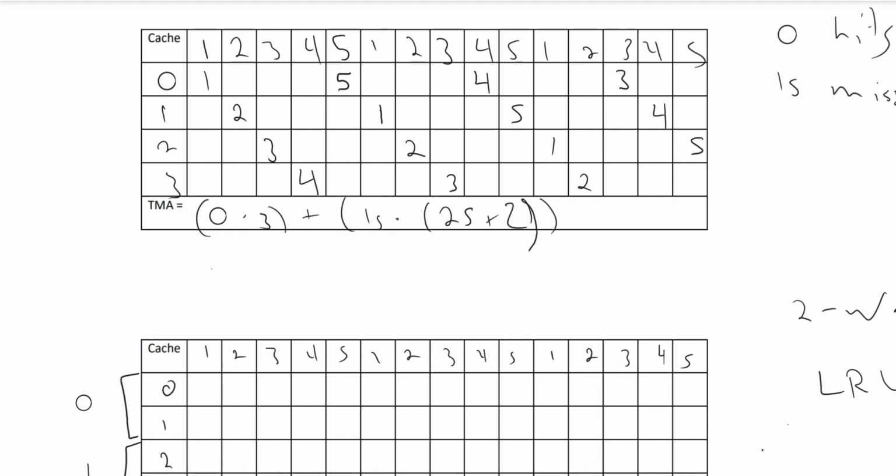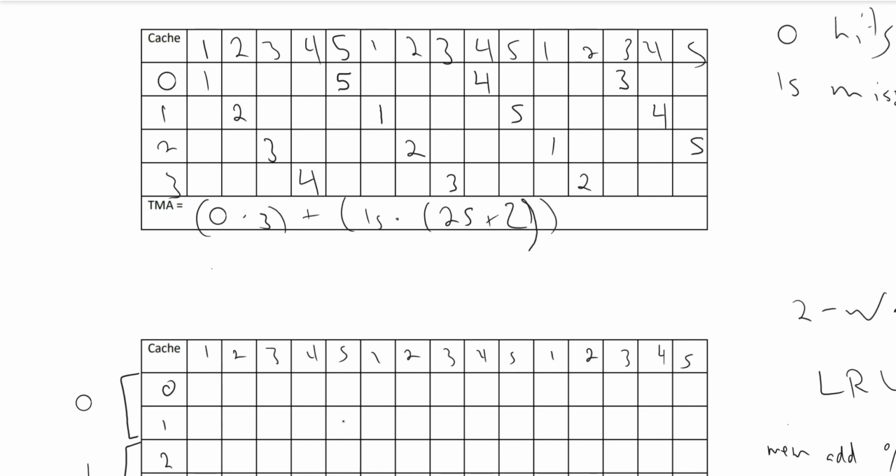And then the formula is memory address modulo number of sets, right? And we happen to have two sets. And then it's fully associative in that set.